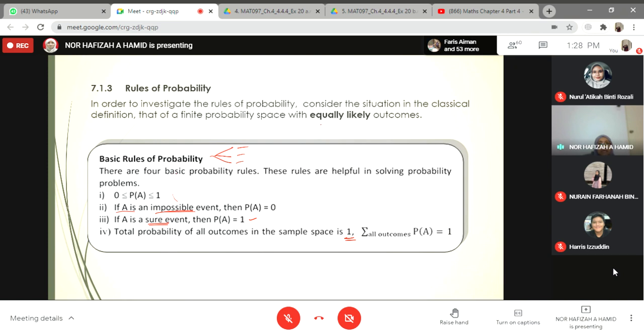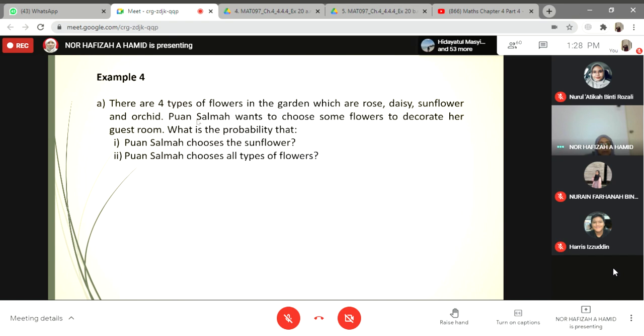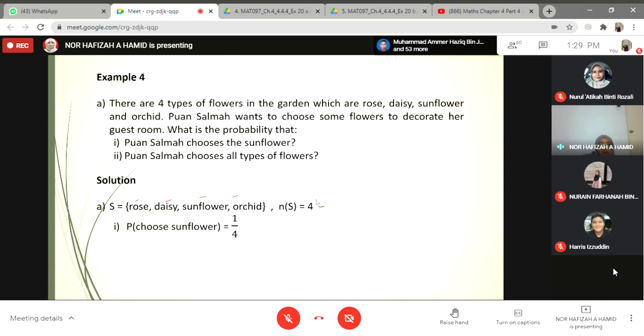Tapi kat sini dia bagi example for equally likely ataupun classical je. Okay. Contoh inilah ni example of the classical probability. So kita ada 4 types of flowers. What is the probability that Puan Salma chooses the sunflower? Kita ada total the rose, daisy, sunflower and orchid. So total ada 4. So probability of each is 1/4. So probability that she chooses sunflower is 1/4.